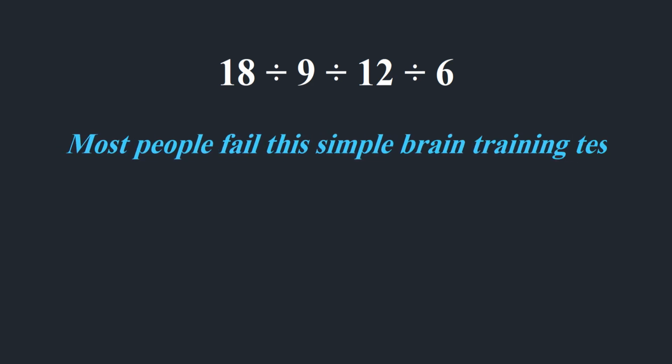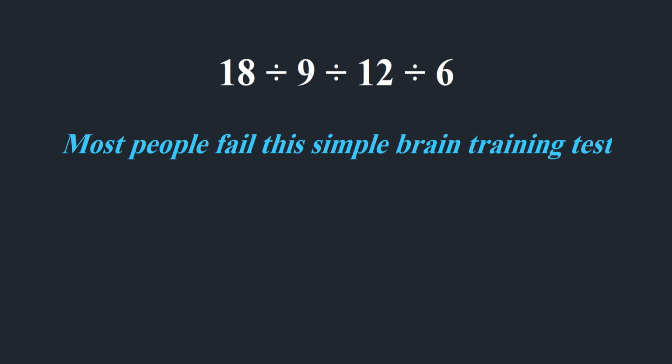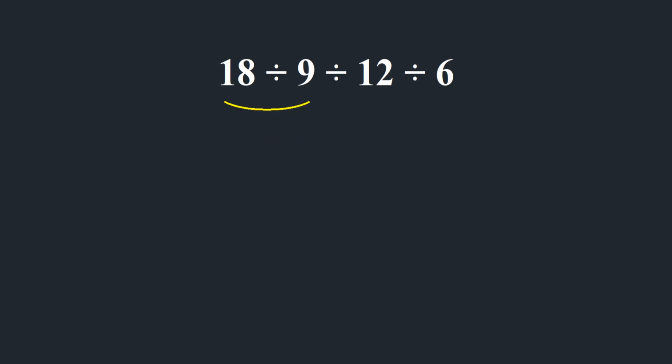As shown in this episode, 18 divided by 9 equals 2, and 12 divided by 6 equals 2. Now we have this problem, 2 divided by 2, which equals 1. But this answer is not correct because according to the order of operations, we must do this division, then this division, and at last this division.